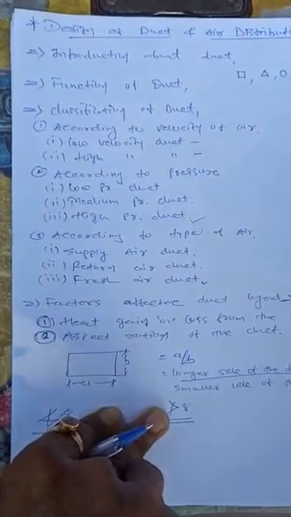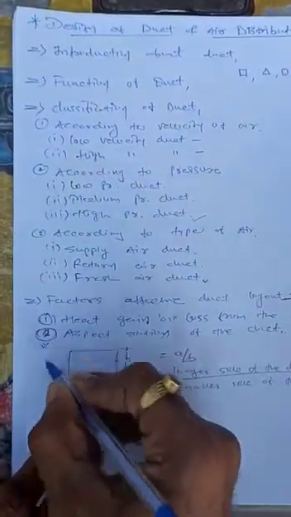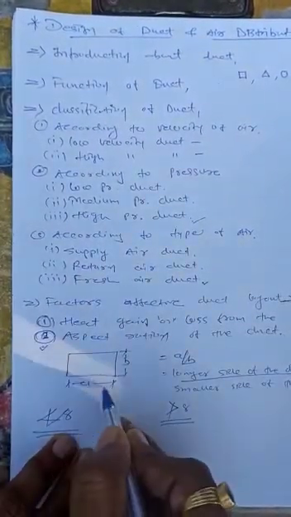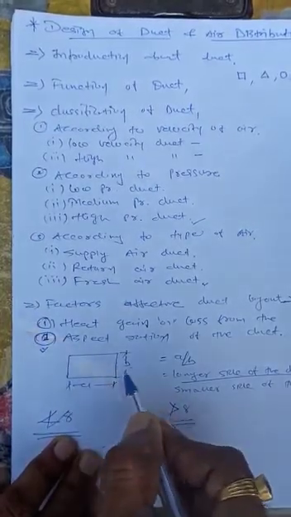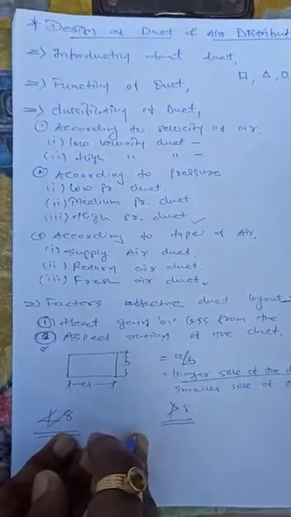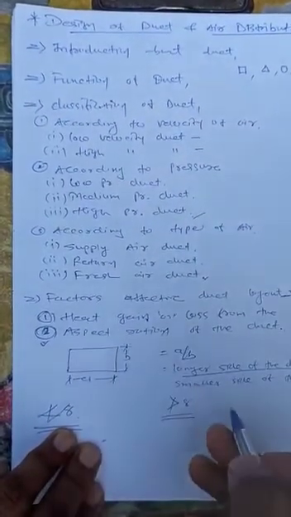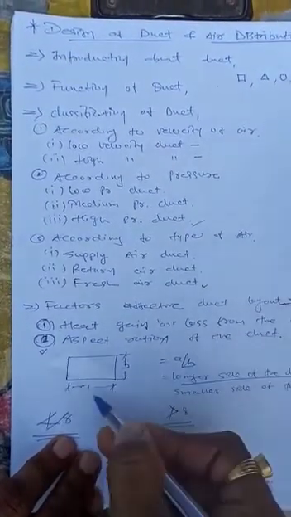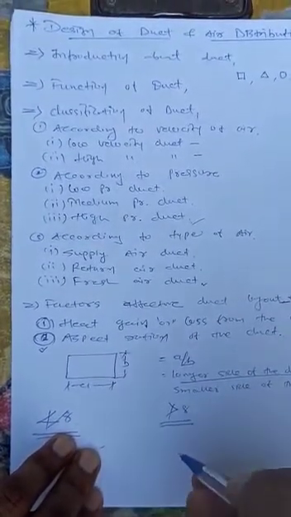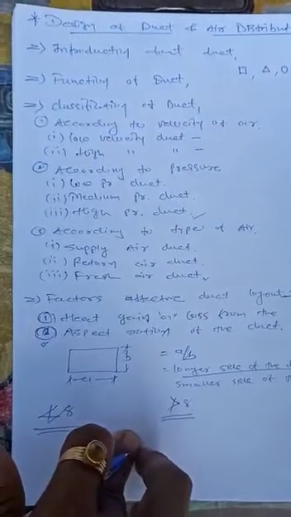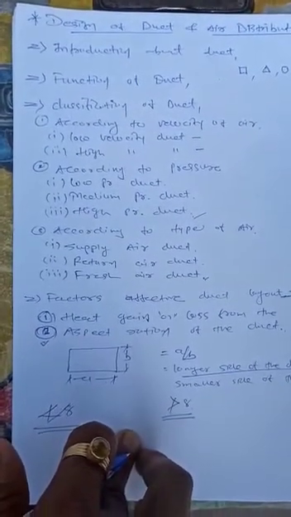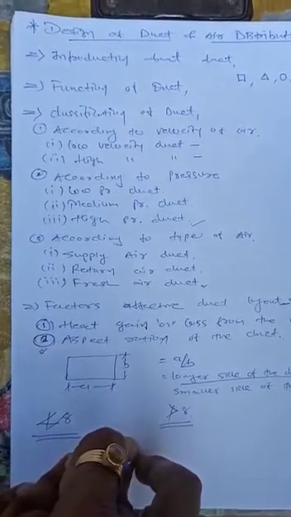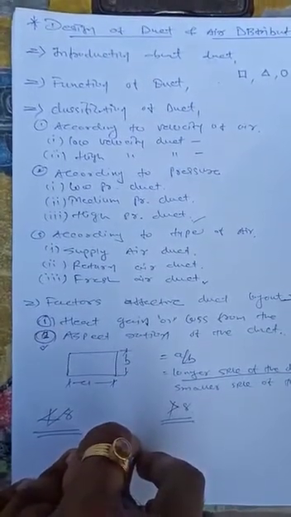Second is aspect ratio of the duct, most important. I will draw one diagram of a rectangular duct. This one is your larger side A and this one is your height, means smaller side B. The aspect ratio of the duct is defined as A by B, the ratio of the larger side of the duct to the smaller side of the duct. This is the aspect ratio. It is an important factor to be considered in the design of duct.